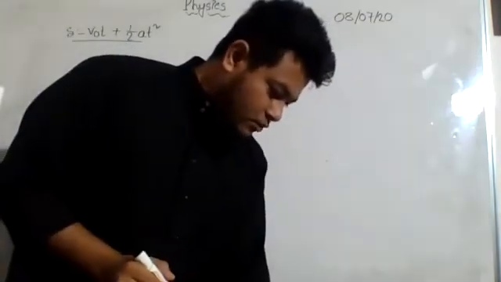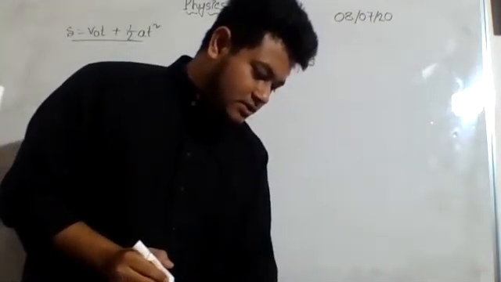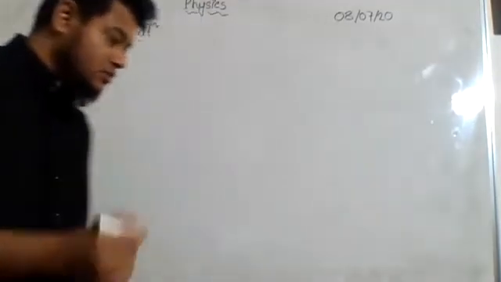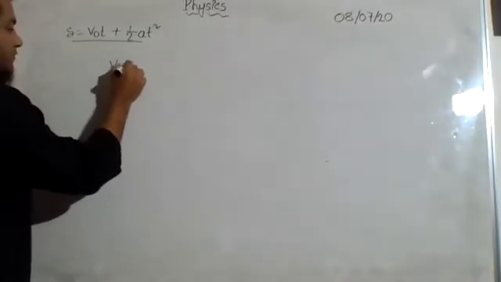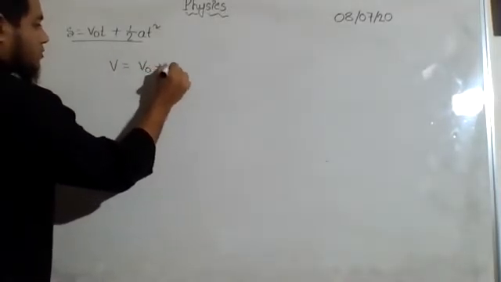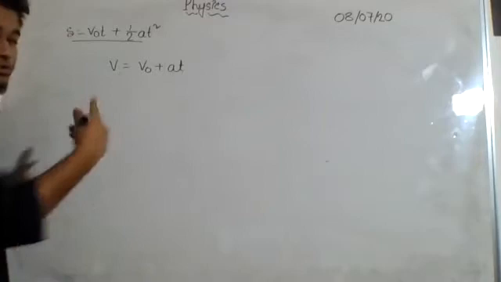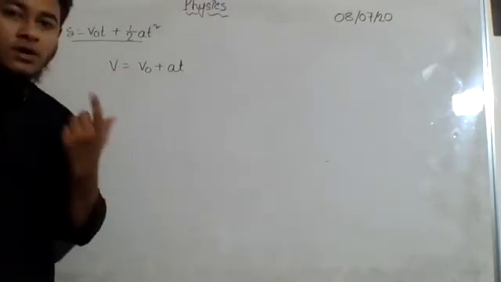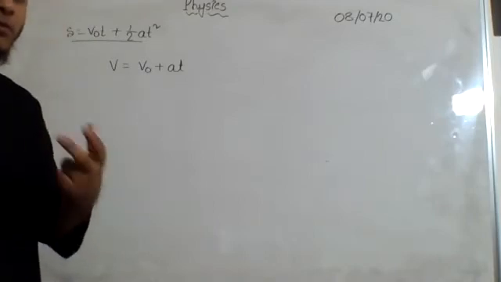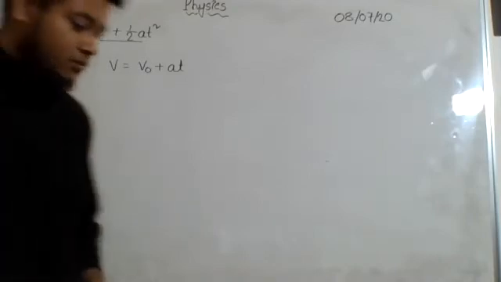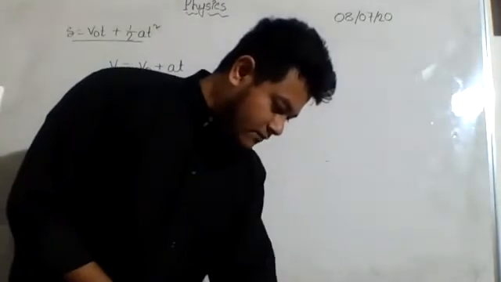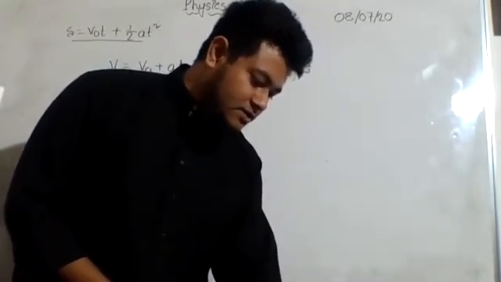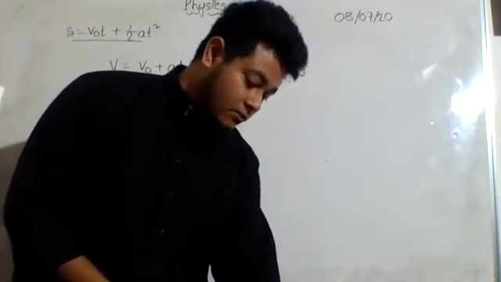We know that for an object moving with uniform acceleration, the equation is v equal to v naught plus a t. Yes, we know this is the first equation, v equal to v naught plus a t, which you used to know as v equal to u plus a t. For an object moving with uniform acceleration, we can apply this formula. Now a v versus t graph is drawn, taking time along the x-axis and velocity along the y-axis.